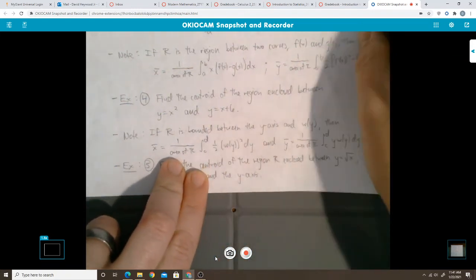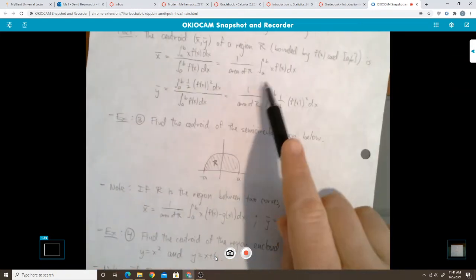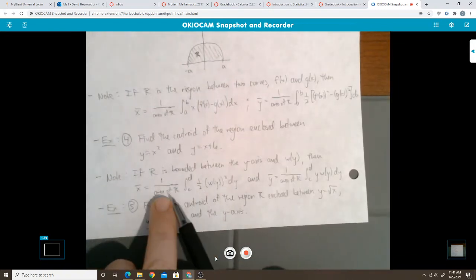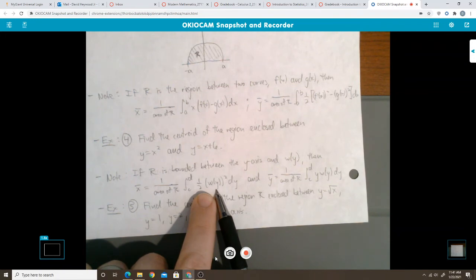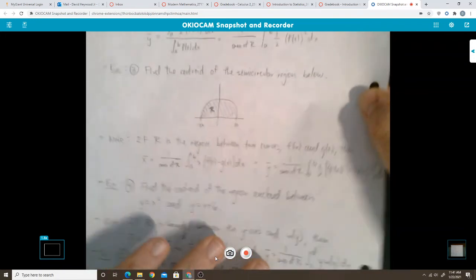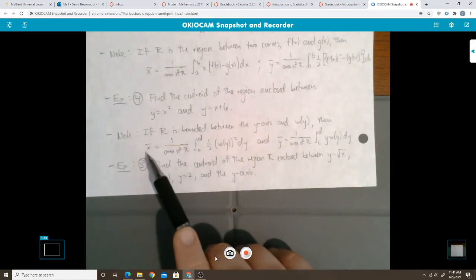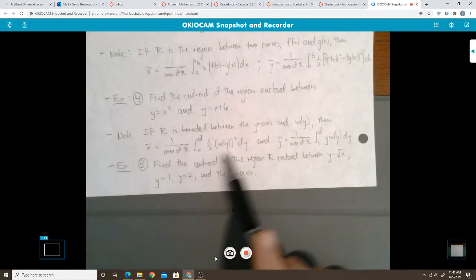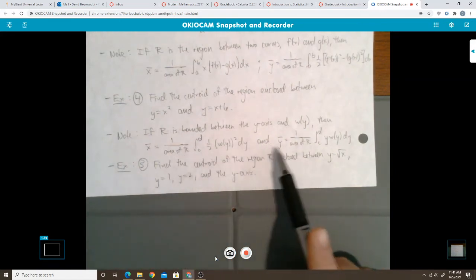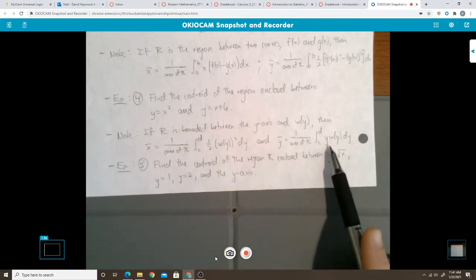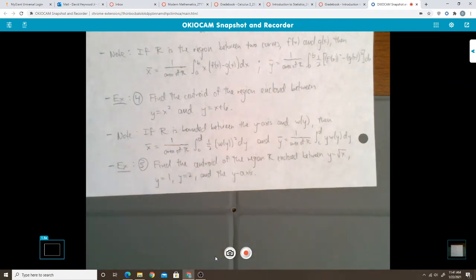So x bar is usually the integral of x f of x dx. This time x bar is going to be the integral of 1/2 w of y squared, right? Which looks more like the y bar formula. You see what I'm saying? So you have to switch things up. Now x bar takes on the formula of y bar from before, and y bar takes on the formula of x bar from before. It's x f of x, but everything's in terms of y, and you're integrating with respect to y.